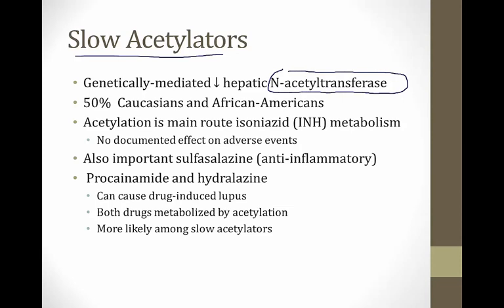So acetylation is the main route of INH metabolism. So INH metabolism is slower in these patients who have a decrease in this enzyme. Now, interestingly, there have been no documented effects on adverse events, so it's not clear what the relevance of this is, but certainly it does affect the metabolism of the drug. Acetylation is also very important for sulfasalazine, an anti-inflammatory drug. And it's also very important for metabolism of procainamide and hydralazine.